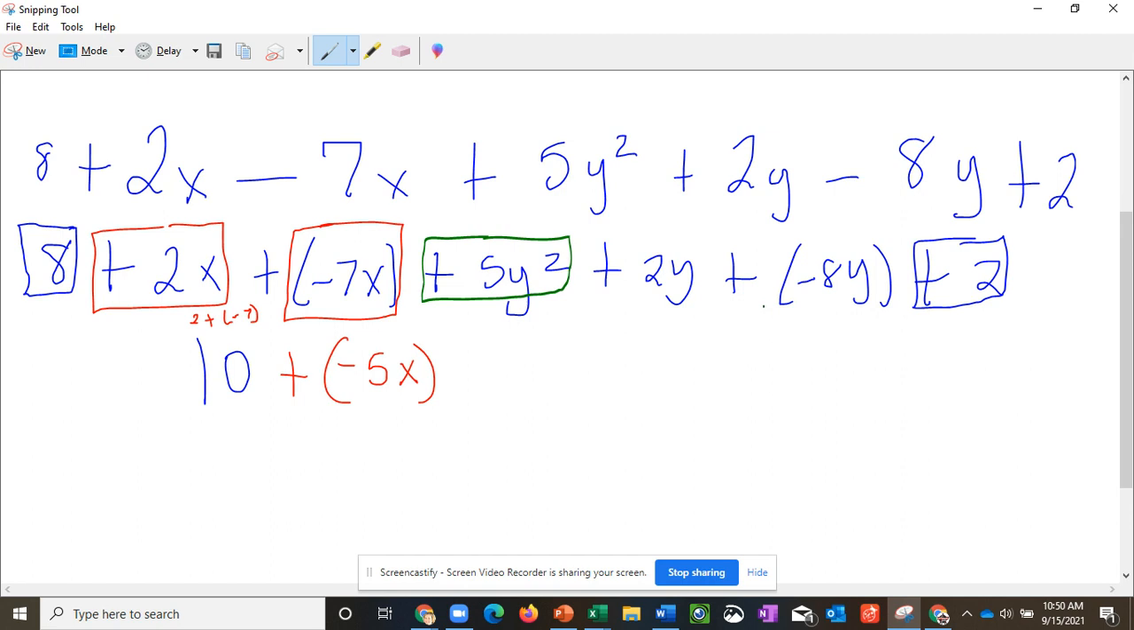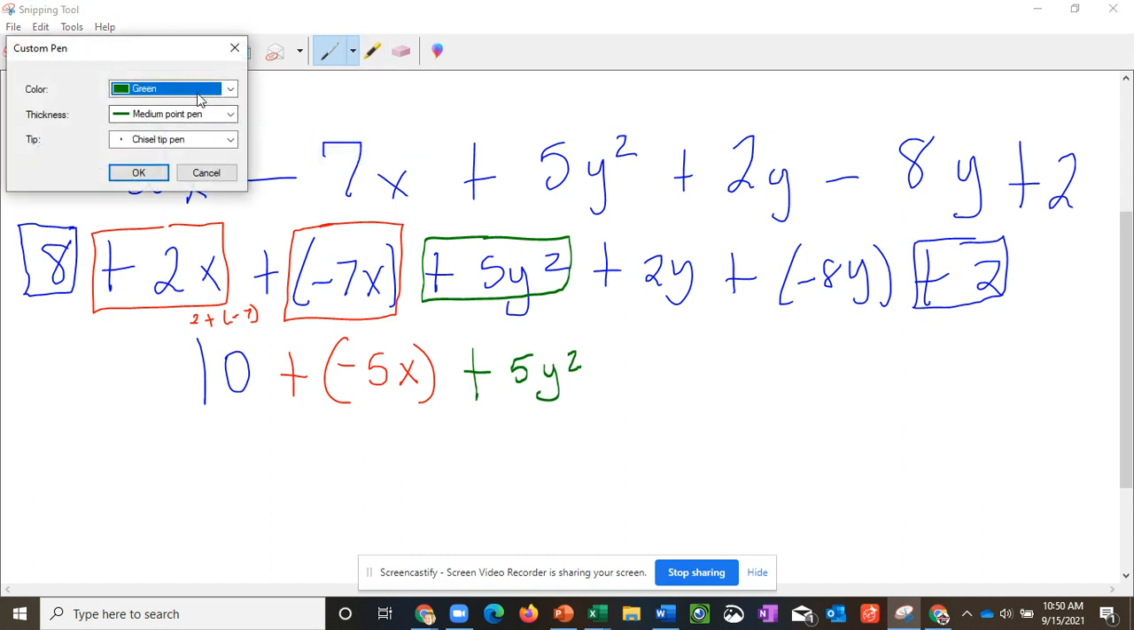I have some y's. I have the 2y and I have the negative 8y, but they don't have an exponent of 2. Okay, let's pretend like we knew what y was. Let's say y was 5. Well, 5 squared is 25. So 5 and 25 are not the same. So those would not be like terms. So I'm just going to put my plus 5y squared. It has nothing to combine with.